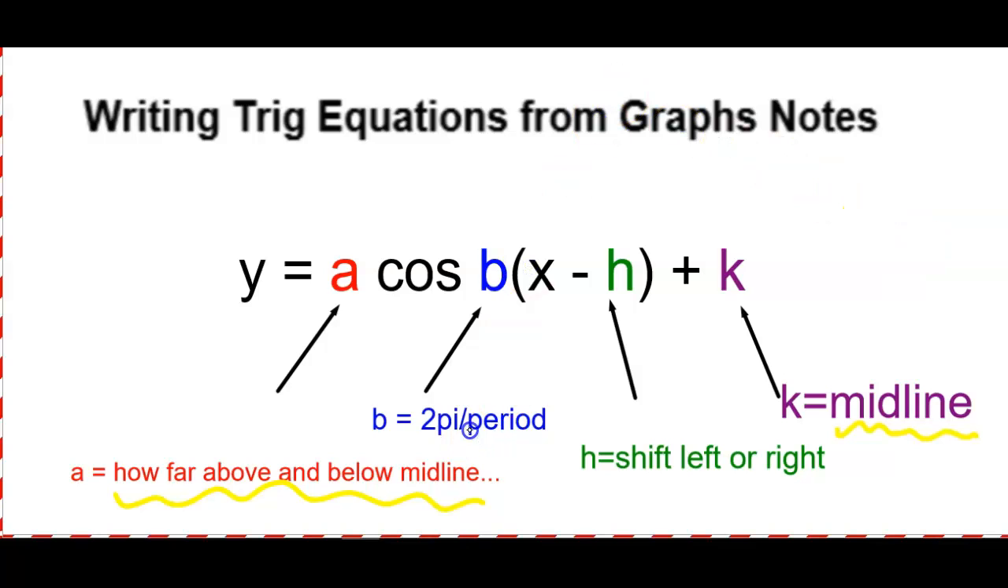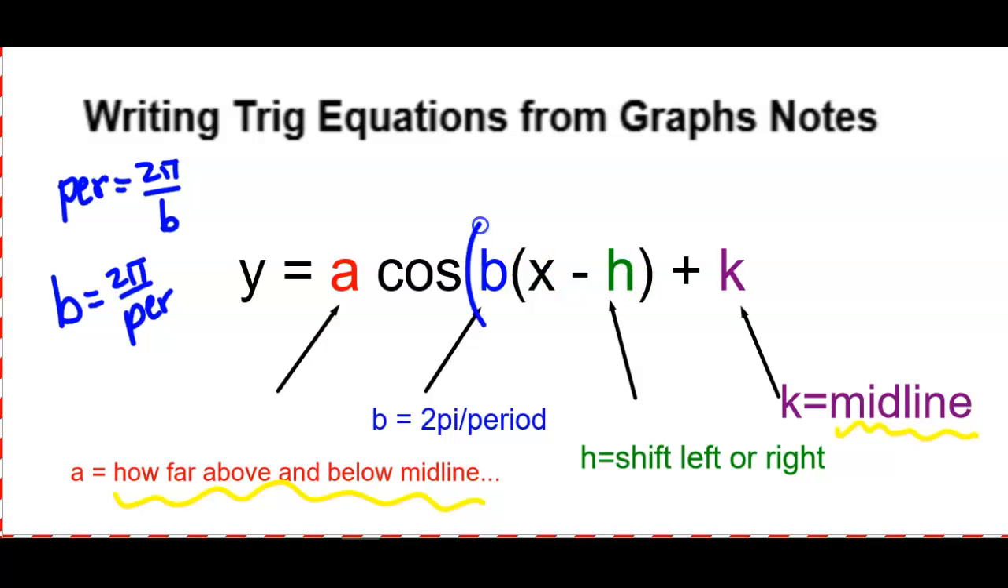Because it is the opposite, remember, we did the period was 2 pi divided by b. So now if we multiply the b over here and divide, we'll get b equals 2 pi divided by the period. So that's going to tell you what goes in here. And then any shift left or right goes in here. You can put extra parentheses here. And that's how we're going to write the equation.